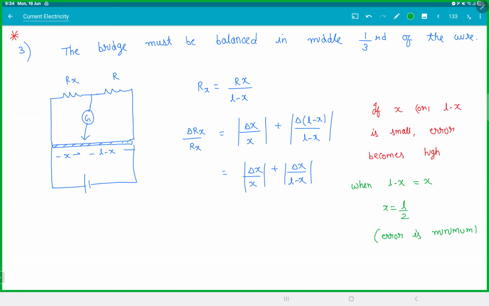But it is not feasible every time to get exactly at the midpoint. So we say the middle one-third is okay. So the middle one-third will have less error. But the closer you get to the midpoint, the less error you get.